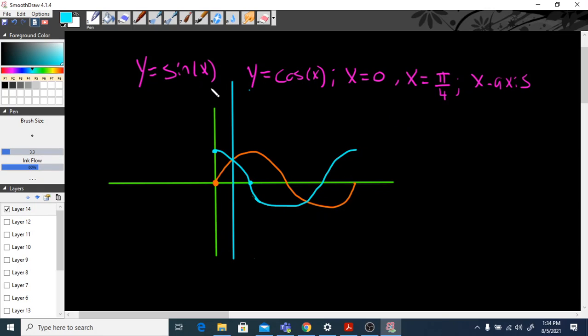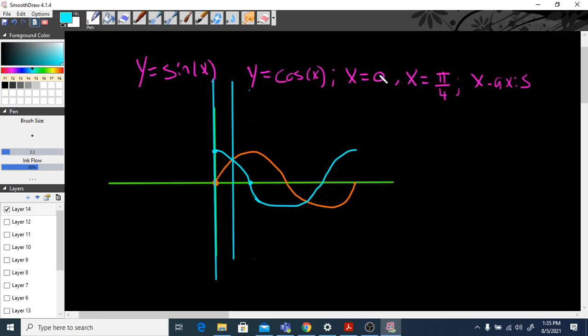We have y equals sine x, which is this orangish function here. We got cosine x, which is the light blue. We got x equals 0 as a bound, so maybe I should put that there. There we go. And we have x equals pi over 4 as a bound. Now, I have all this experience, so I know that sine and cosine meet at pi over 4. So just make sure that you understand that. And then, of course, the x-axis is a bound.